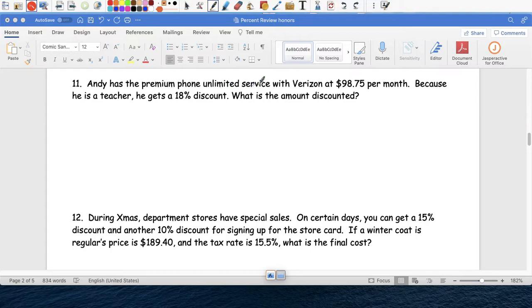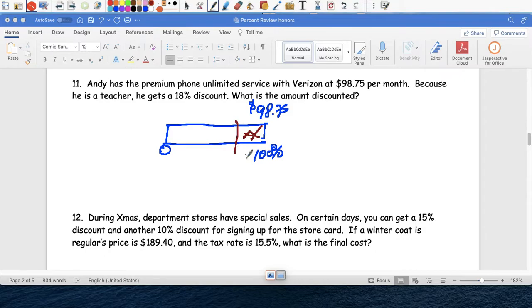Andy has a premium phone service, unlimited, $98.75, because he's a teacher, gets an 18% discount. What is the amount discounted? So here's the thing. If you draw this, 100%. So right now, without the discount, Andy would pay $98.75. Correct? If they take an 18% discount, they take that much away. He's left with 82%. So this is what Andy pays.